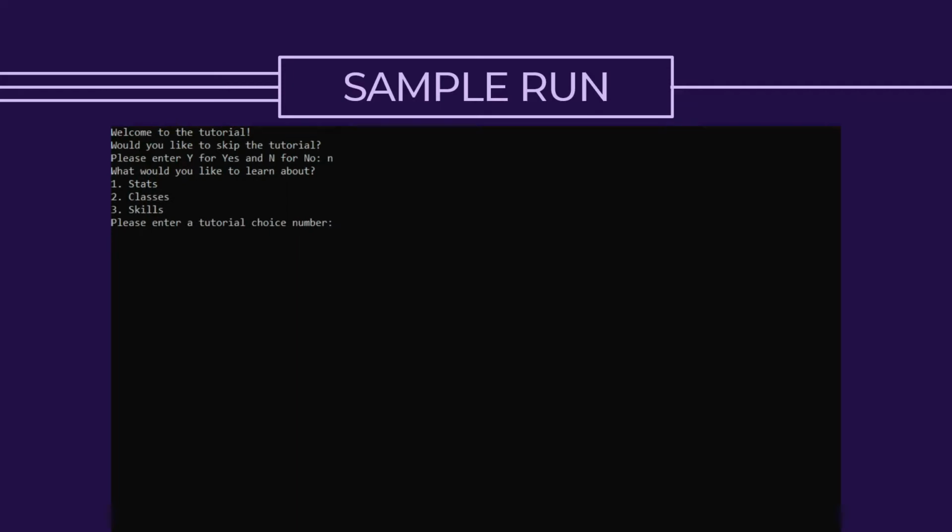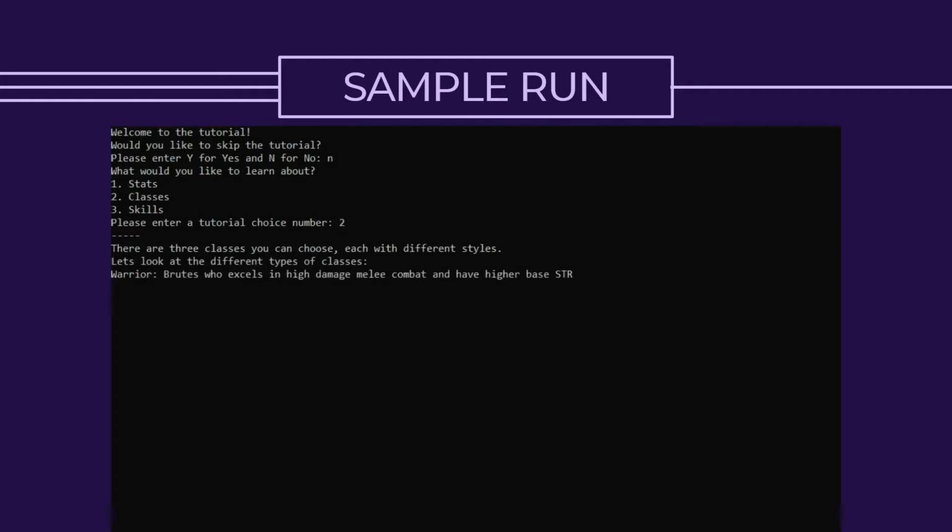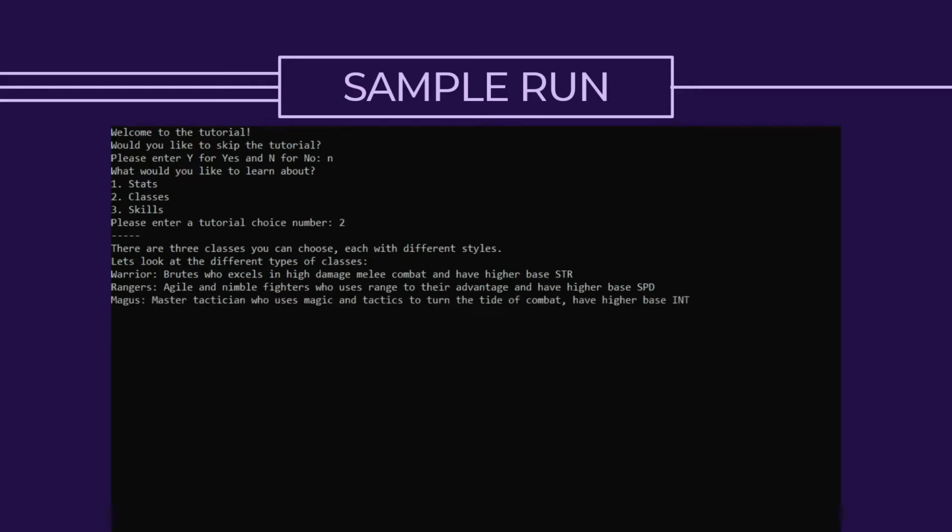It will then show you three things that you can learn about: the stats, the classes, and the skills. You are then given a choice to choose whatever you want to learn about. So for example's sake, I'll show that I would like to learn about the classes. And it will then explain that there are three classes with different styles, and that each class has different main statistics. So the warrior, the ranger, and the magus, each of them has different main stats.